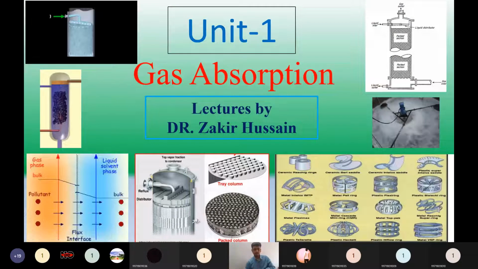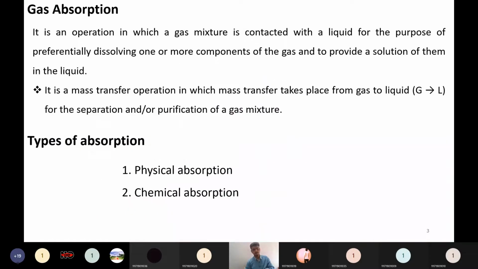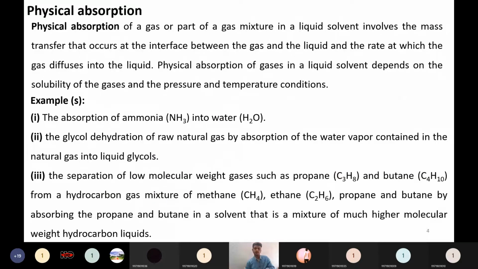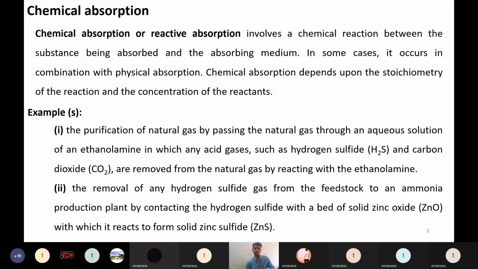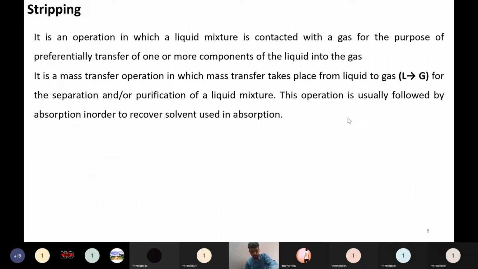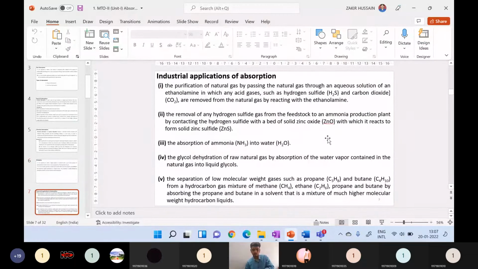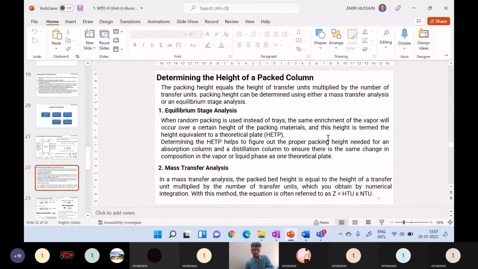Until yesterday, we have seen this calculation of packed bed height. So Z is equal to NTU into HTU, and we have solved a couple of problems. As I promised yesterday, I will be solving problem 2 once again, in a clumsy way. Just please try to grasp that problem.